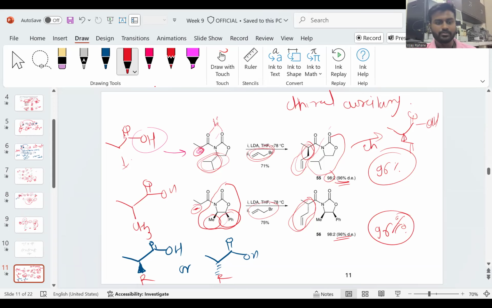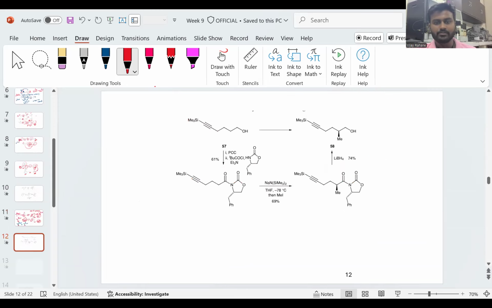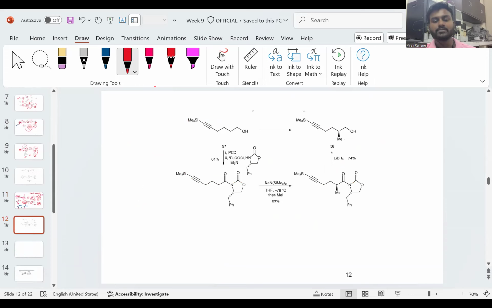So I hope you got this point about the chiral auxiliary. So here are some examples in which you can see, if you want to perform this conversion, this starting material A to the product B, and we want the methylation at this position, and that also in a stereoselective manner, then what are the steps involved for this conversion?